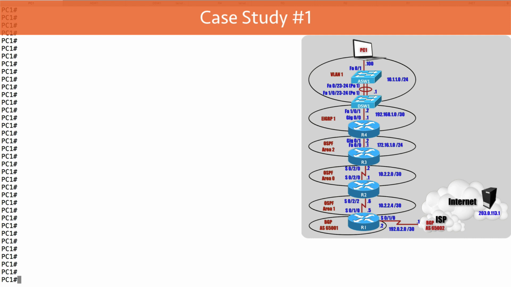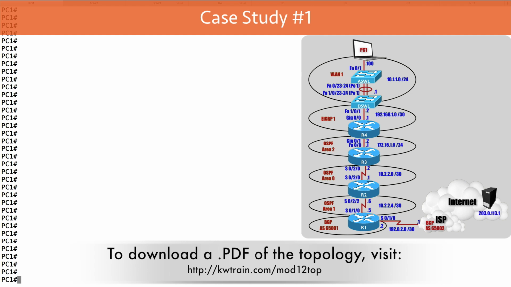And since there is so much going on in this topology, you might find it easier to download and maybe print out this topology. I've got it available for you. It's at kwtrain.com/mod12top. KWTrain, that's one of my websites for Kevin Wallace Training. That's for Module 12 topology. You can download this topology in a PDF format there, or we can just look at it on screen.